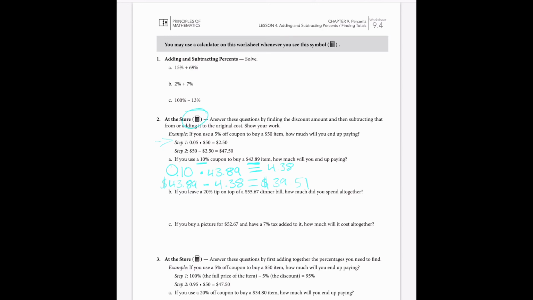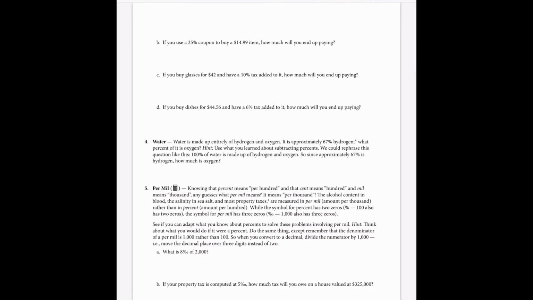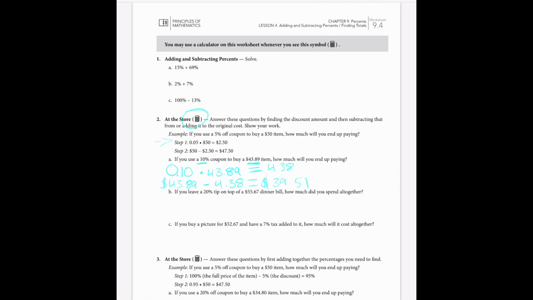So go ahead and complete this work page 9.4 and 9.5. The rest of these just all go together. And if you have any questions, text or email me. And yeah, that'll be all. So if you have any questions, just go ahead and send those to me. This number 3 is just going over it by adding the percentages first. So this is the second way to do it.